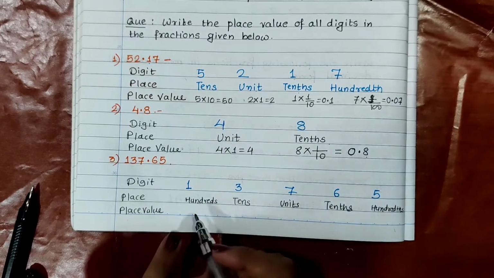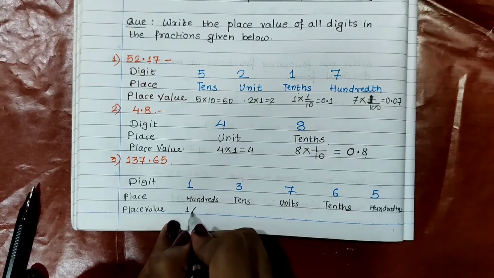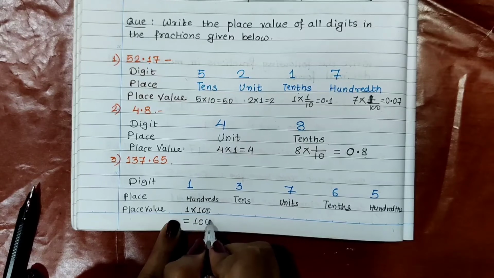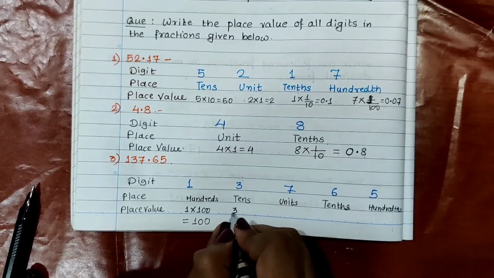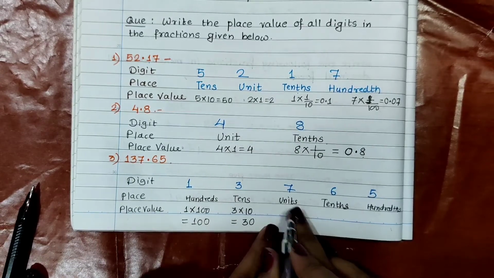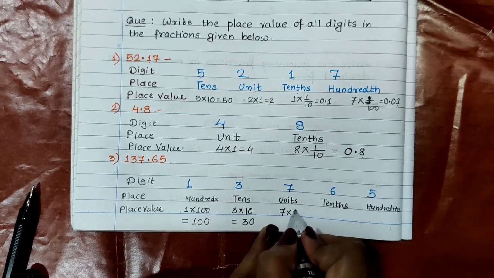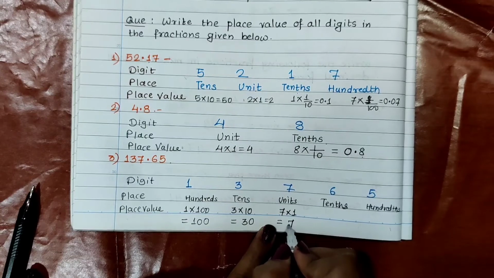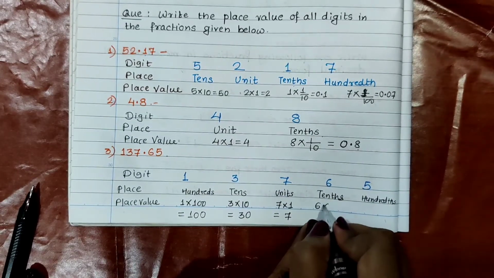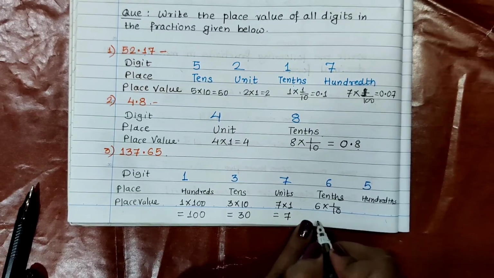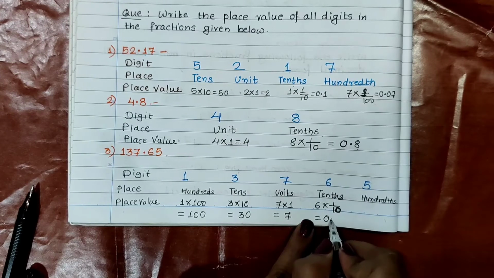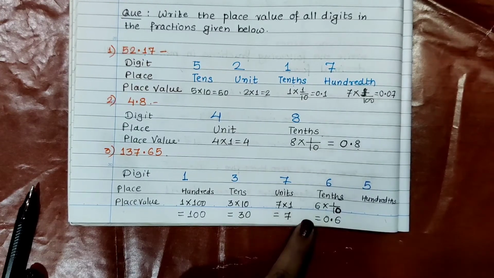Now here 1 multiplied by 100. What is the answer? 100. Here 3 multiplied by 10. What will be the answer? 30. Here 7 multiplied by unit, which means 1. 7 ones are 7. Now here 6 into tenths. Tenths means 6 into 1 upon 10. What will be the answer? 0.6. 1 zero is there, so after the decimal point, 1 digit. That 1 digit is this 6.